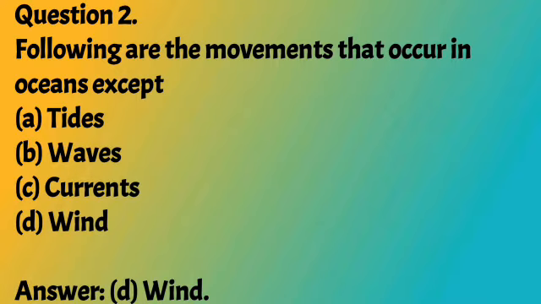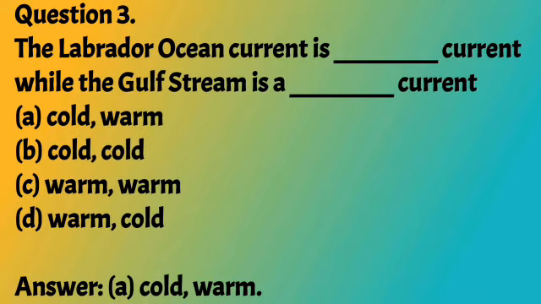Question 2. Following are the movements that occur in oceans except A. Tides, B. Waves, C. Currents, D. Wind. Answer D. Wind.